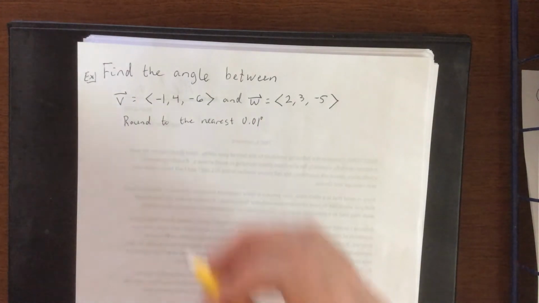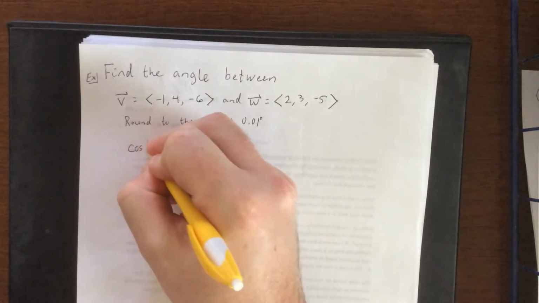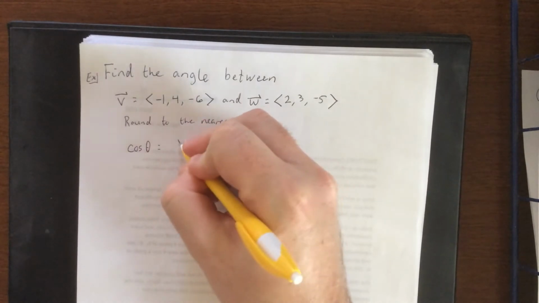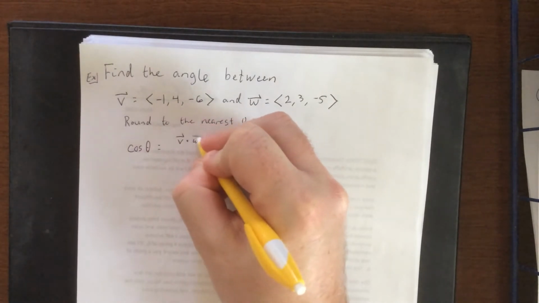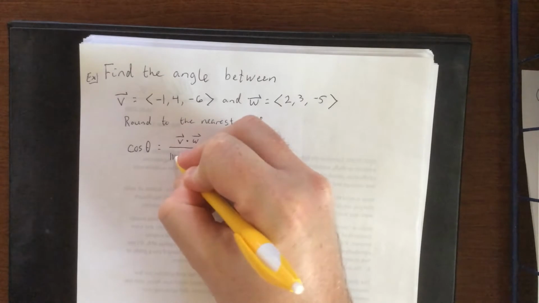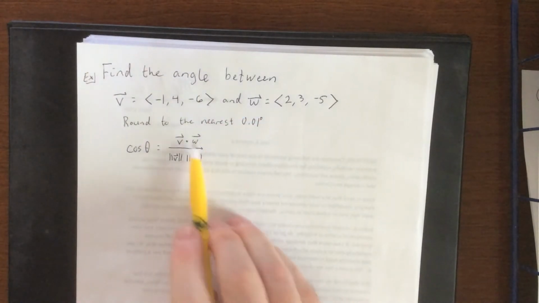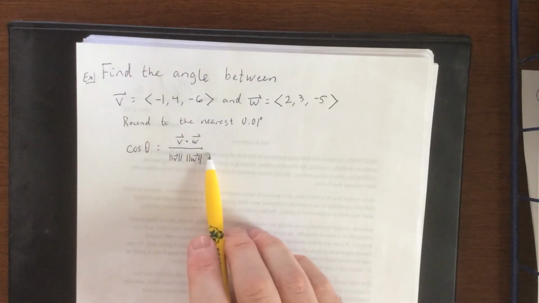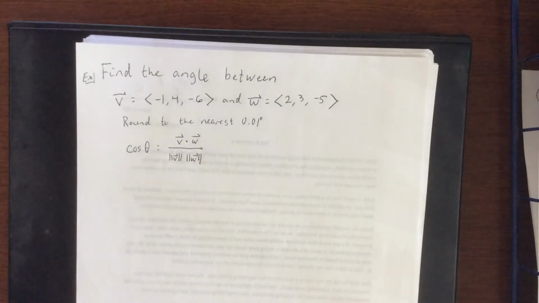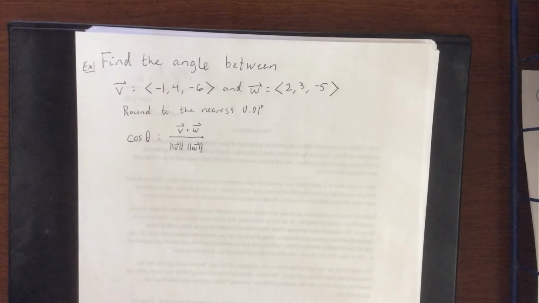So the formula that we have for this is that the cosine of theta, the cosine of the angle in between these two vectors, is going to be the dot product of these two vectors divided by the product of their magnitudes. So what we're going to do is all of the work necessary to find all of these, get an exact answer, and then we'll use a calculator to round our answer to the nearest 0.01 degrees.